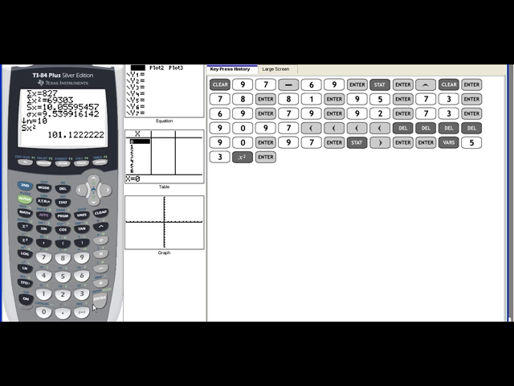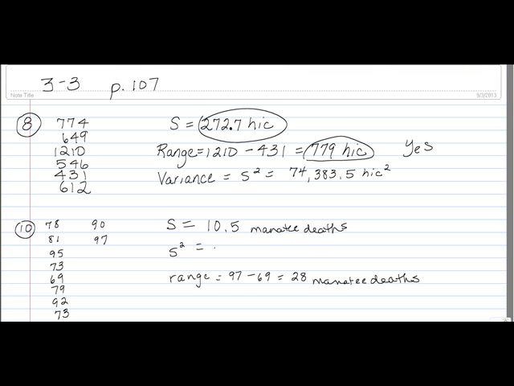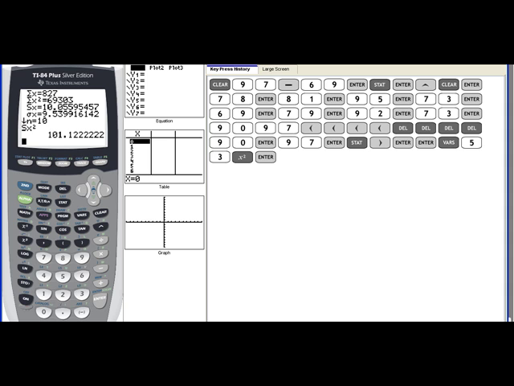So, what we found out for number 10, that we have a range of 28 manatee deaths, that the standard deviation is 10.5. They're saying 10.1. Let me go back to my calculator. Yes, 10.1. I wrote it down wrong. 10.1 manatee deaths, and then our S squared would be 101.1 manatee deaths squared.